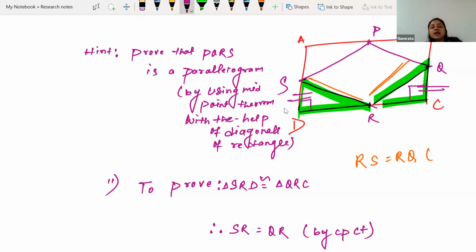Now, if you have any doubt over here or in any of the theorems which we have discussed till now, please do ask. Any doubt?